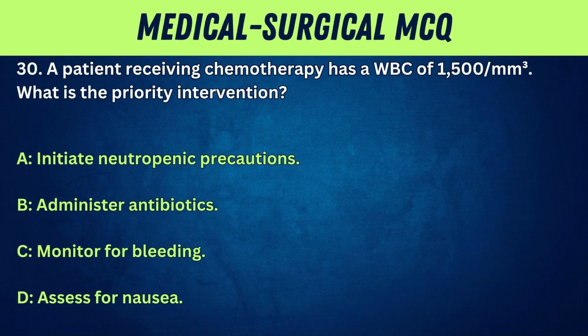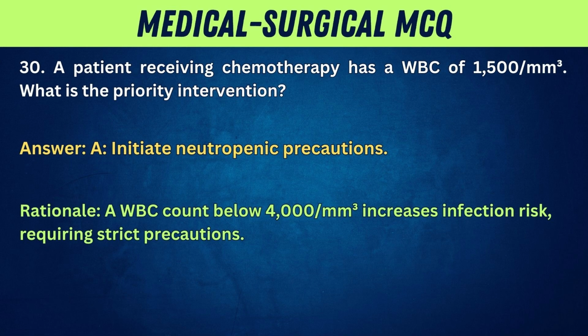30. A patient receiving chemotherapy has a WBC of 1,500/mm³. What is the priority intervention? A. Initiate neutropenic precautions. B. Administer antibiotics. C. Monitor for bleeding. D. Assess for nausea. Answer: A. Initiate neutropenic precautions. Rationale: A WBC count below 4,000/mm³ increases infection risk, requiring strict precautions.